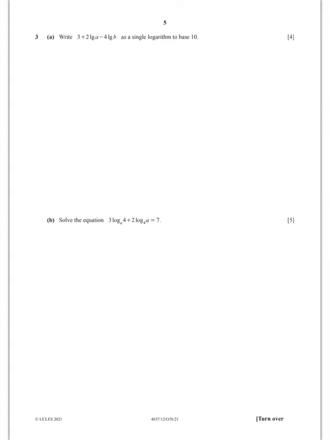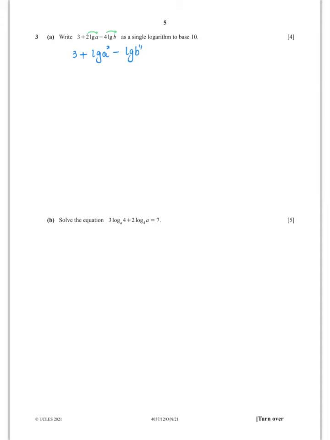Question number 3, part A. 3 plus 2 log a minus 4 log b, you need to express in a single log. Single log means there are currently different logs, right? You need to express your answer in only one log. So firstly, I will apply the property of log. It will be log of a square minus log of b to the 4. Alright, that is the property of log, that log can shift the coefficient as a power. So I had applied the property.